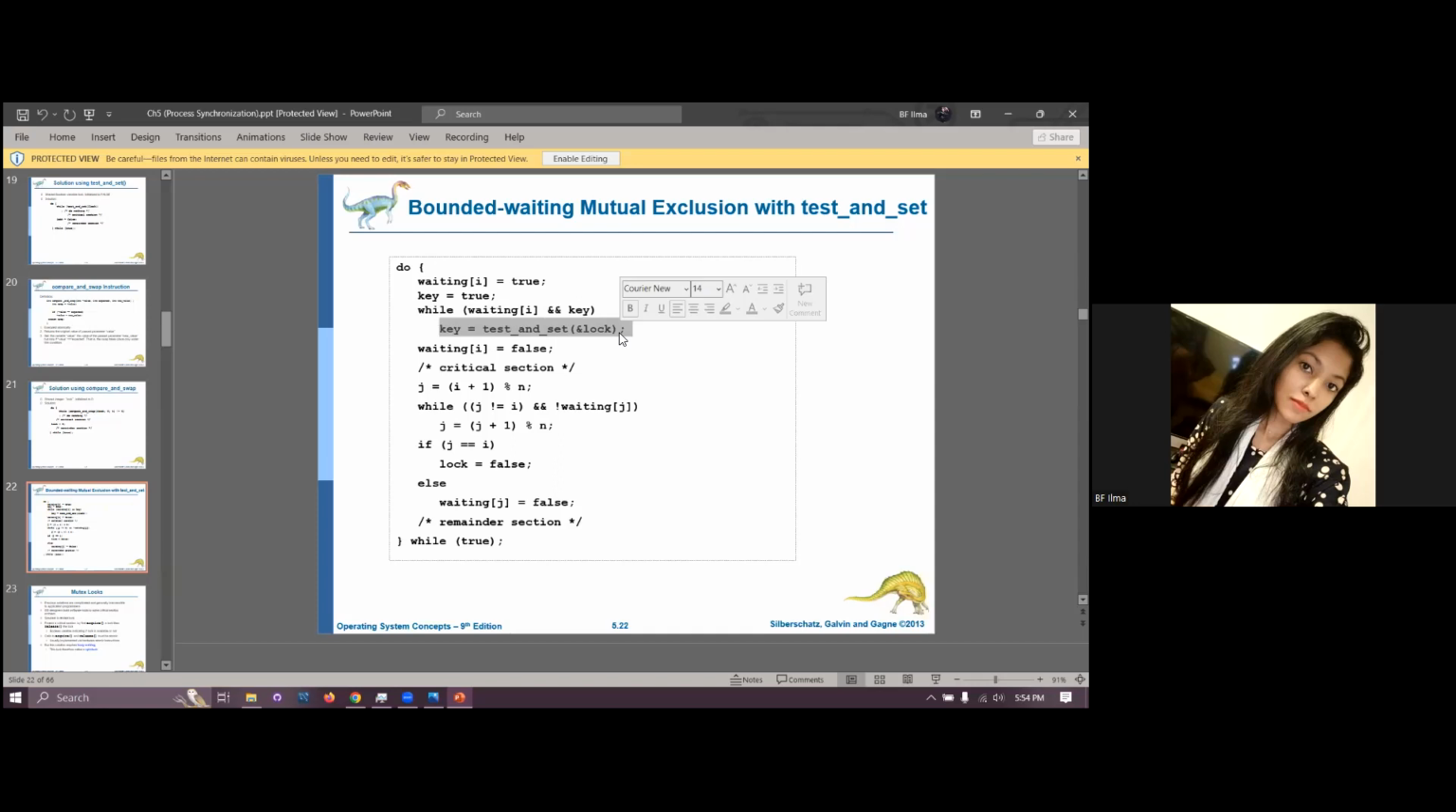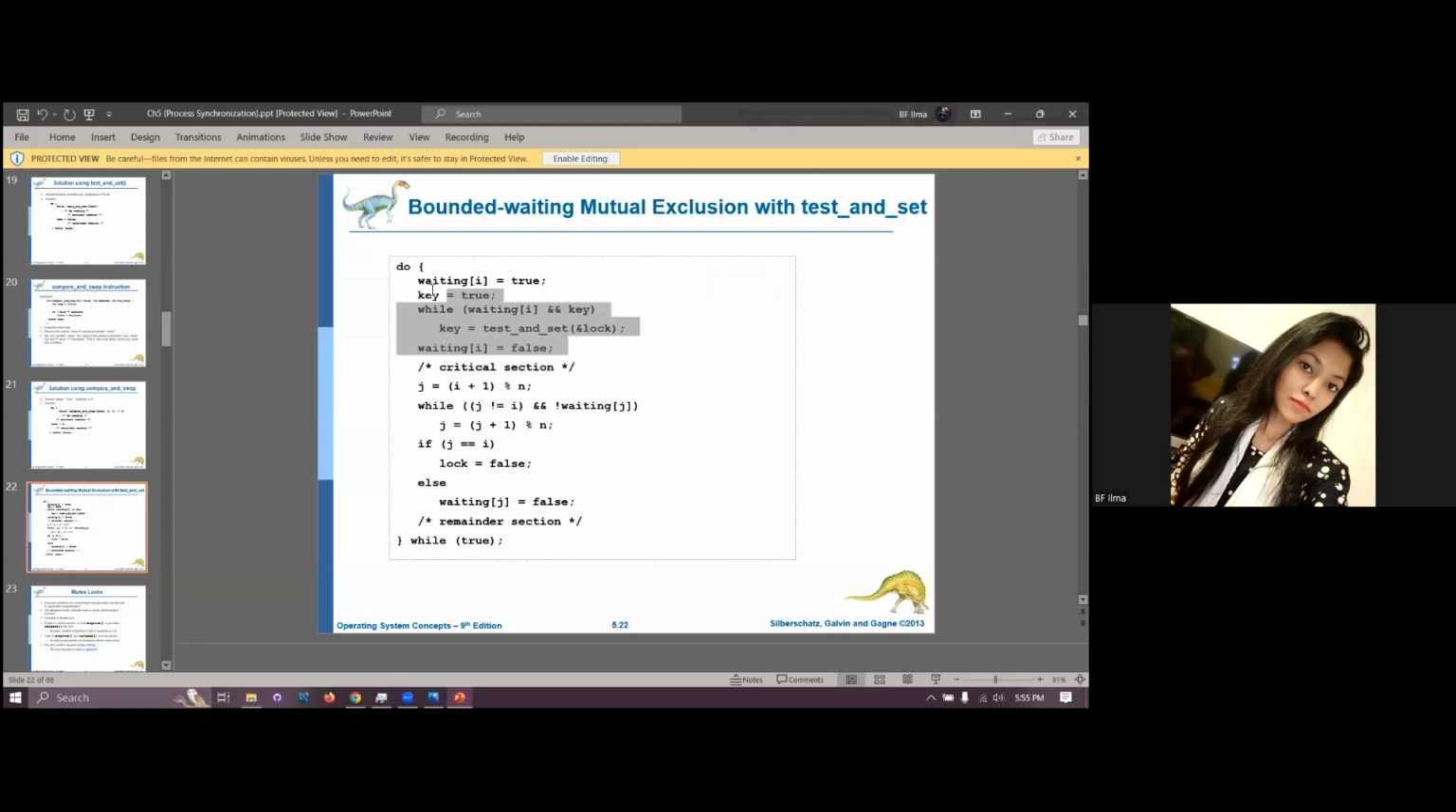and then we can enter into this code segment, which is test and set lock. Initially the lock will be false. Therefore, this key will be false. However, after this, the lock is set to true by the test and set method. So now waiting[i] will be false because it's no longer waiting. It can enter its critical section. Since we have locked the critical section, if a context switch happens at this point, another process cannot execute its critical section because we have blocked it.